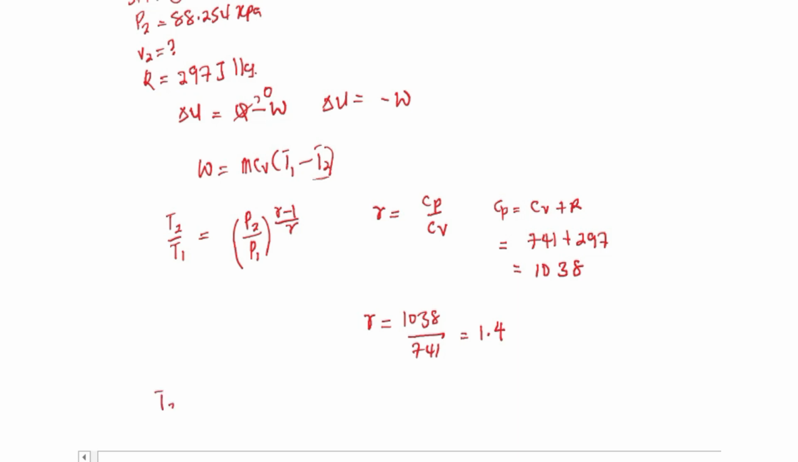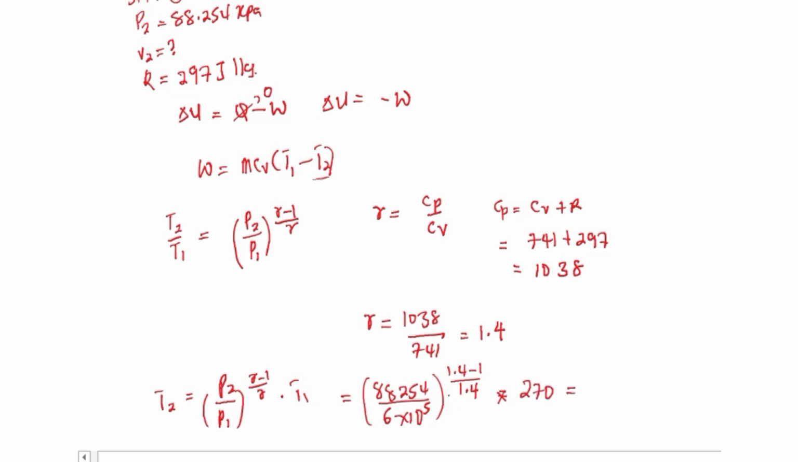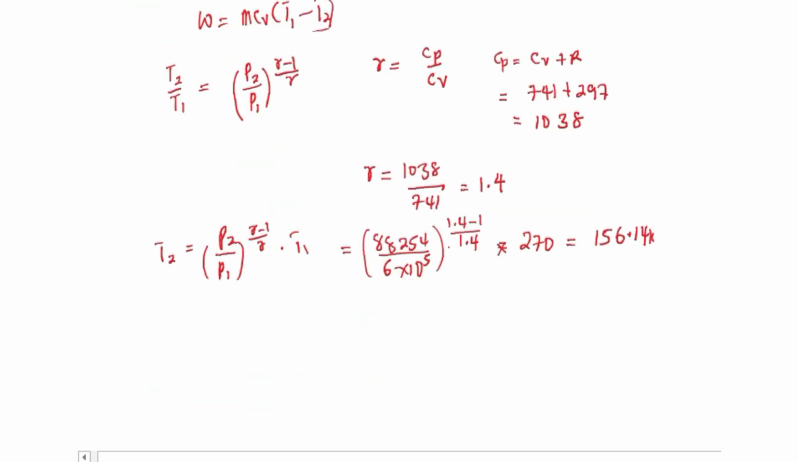So now you can say T2 will be equal to P2 over P1 raised to the power of gamma minus 1 over gamma, multiplied by T1. And my P2 is 88254 divided by P1, which is 6 exponential 5, to the power of 1.4 minus 1 by 1.4, multiplied by T1, which is 270 Kelvin. And the final answer is 156.14 Kelvin. Now we can go back and evaluate the work done.